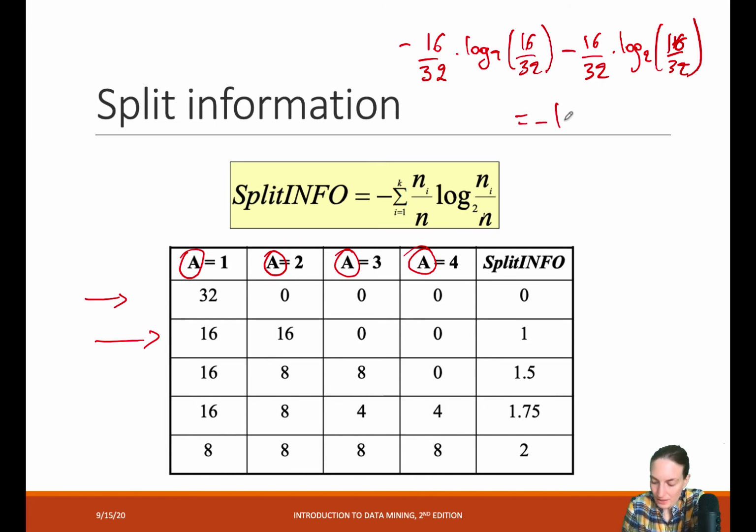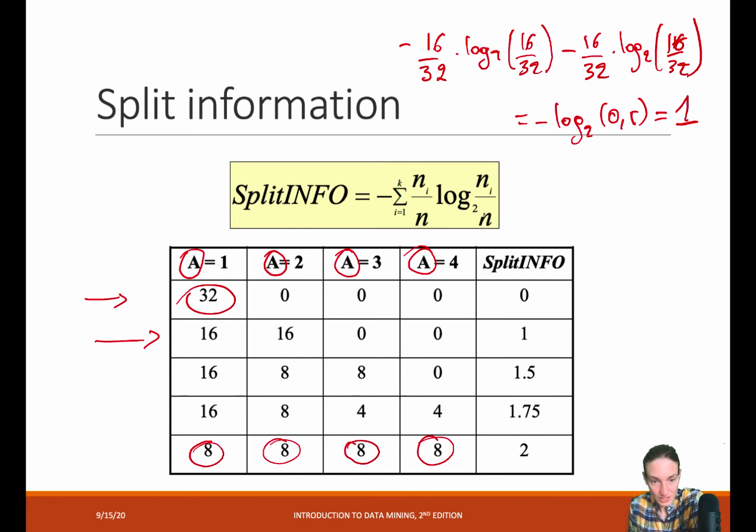Which we can minus log 2 of 0.5, and it equals 1. All right, so we can see here that if we get a lot of nodes, a lot of child nodes, our split info becomes bigger. So if we were to go to a situation whereby we would have, in this case, 32 different attributes, this would get very, very large, and it will penalize our information gain. Okay. So that's what it aims to do.